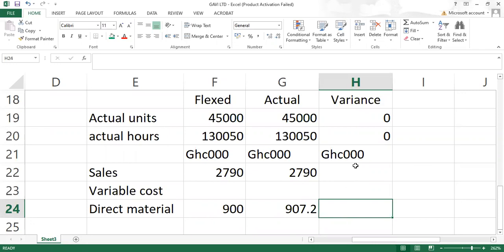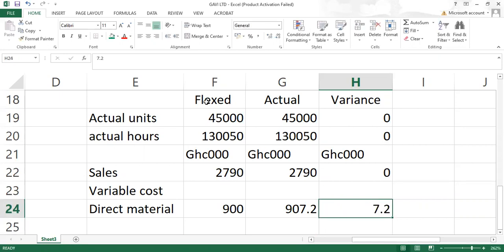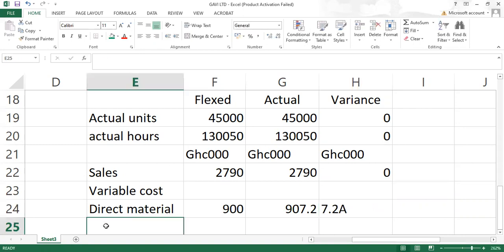So 7.2 adverse, isn't it? We spend more. So 7.2 adverse. We spend more. Are you okay now? The next item is what?